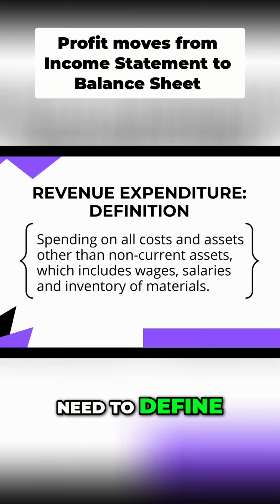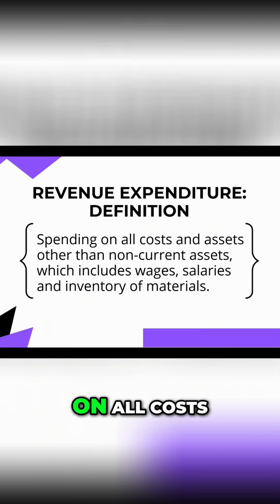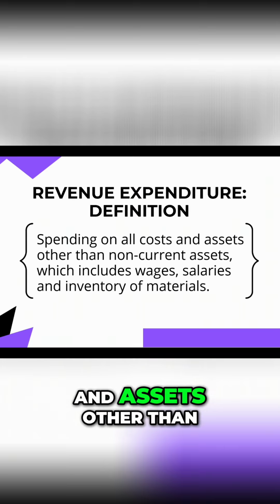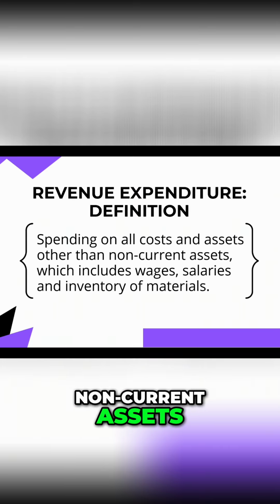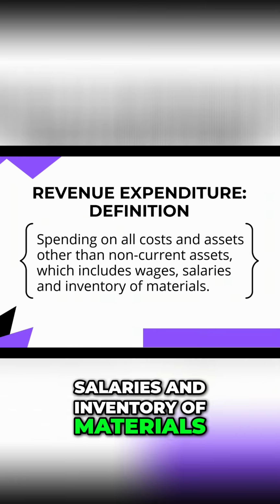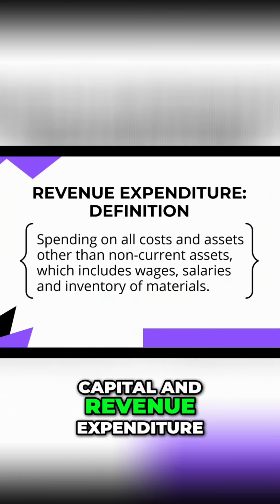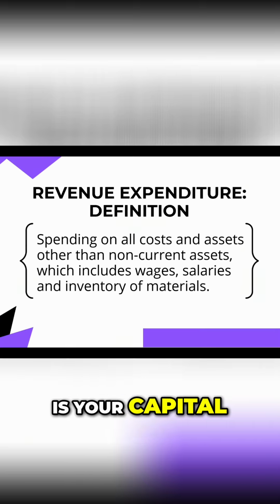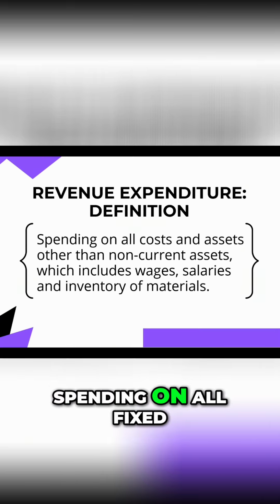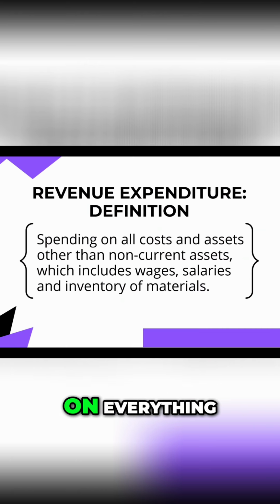I need to define what revenue expenditure is. That is spending on all costs and assets other than non-current assets, which includes wages, salaries, and inventory of materials. Now, an easy way to distinguish between capital and revenue expenditure is your capital expenditure is the spending on all fixed assets, and revenue expenditure is basically the spending on everything else.